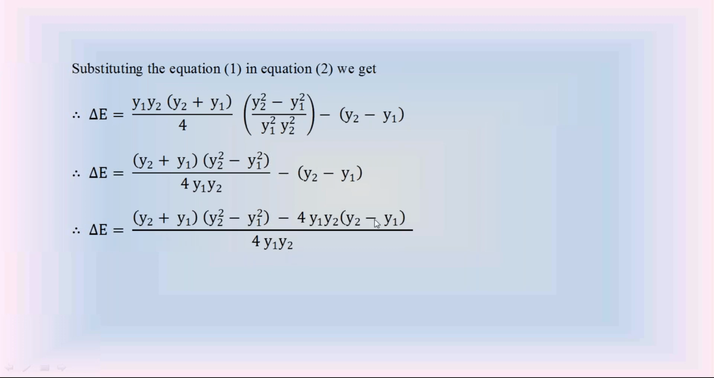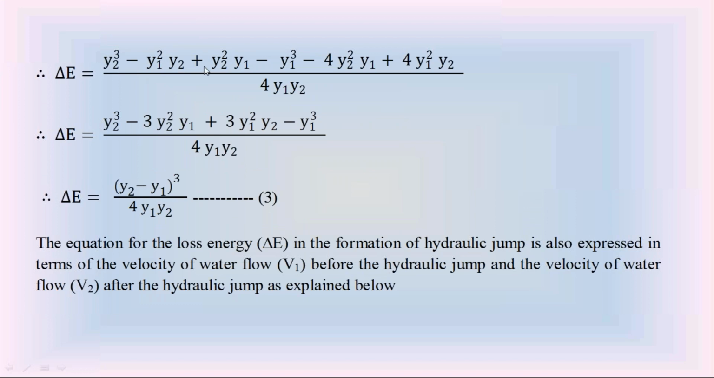Expand the numerator on the right hand side. You will get the numerator as Y2 cube minus Y1 square Y2 plus Y2 square Y1 minus Y1 cube minus 4 Y2 square Y1 plus 4 Y1 square Y2. Then observe these two terms, minus 4 Y2 square Y1 and plus Y2 square Y1. From these two terms you will get the result as minus 3 Y2 square Y1. Then the remaining two terms, minus Y1 square Y2 and plus 4 Y1 square Y2, from these two terms you will get plus 3 Y1 square Y2.